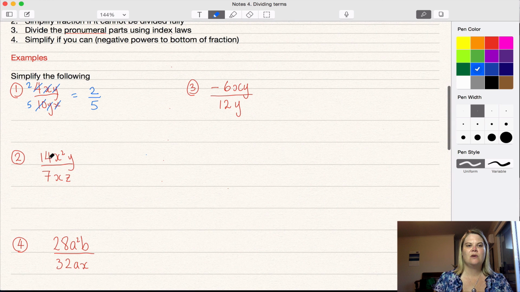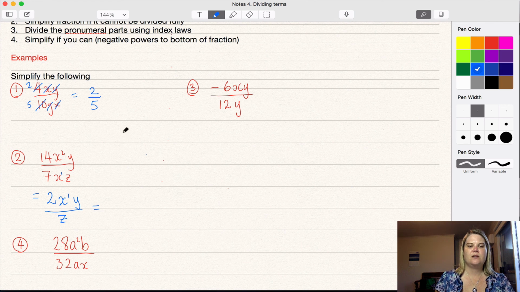Question 2. We have 14 and 7. 14 divided by 7 is equal to 2. So we put a 2. And if you end up with a whole number, it goes on the top of a fraction. We have x squared divided by x. So this is x to the 1, remember? 2 take away 1 is 1. X to the 1. I'm going to put that 1 in there just to remind you that's what it is. And we have y on the top and we have a z on the bottom.